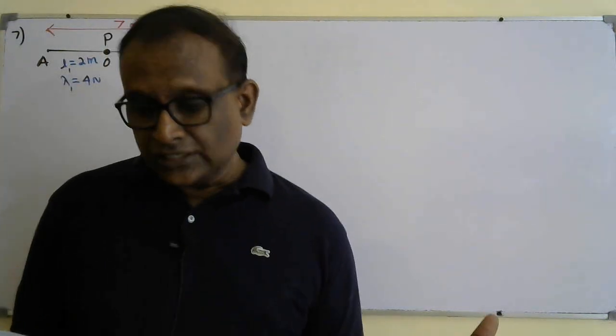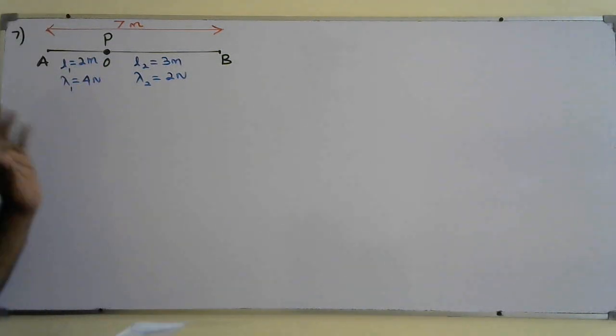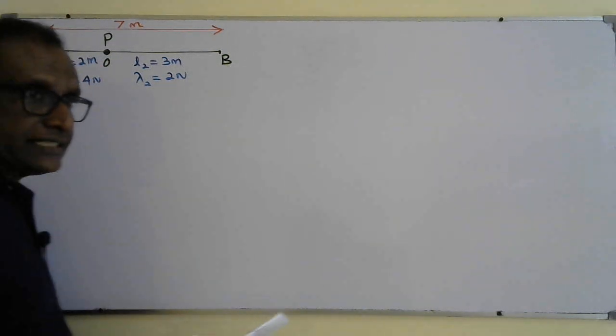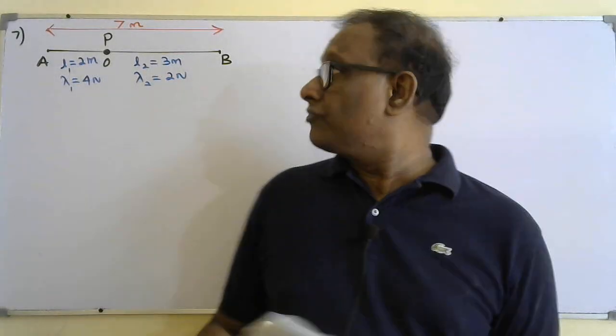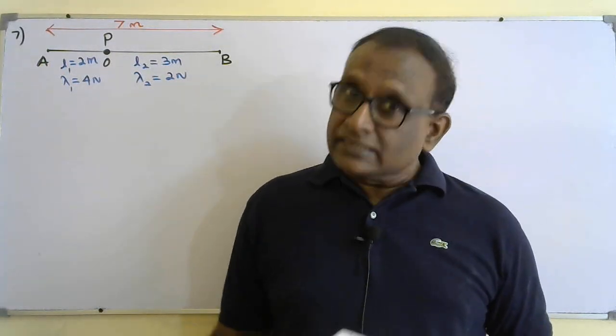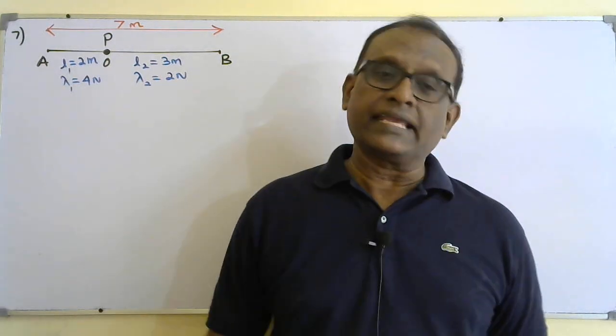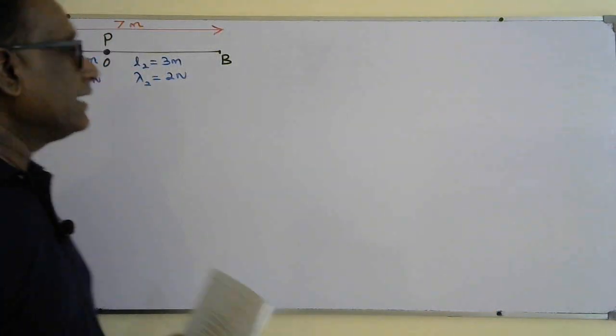So they asked to find the OA, 2.5 meters. Okay, so to find OA, we know the natural length, but if I know the extension of this elastic string, then natural length plus extension of this is equal to OA. I can find it. So anyway, we'll write.